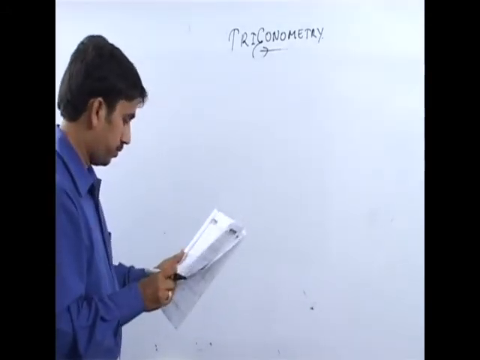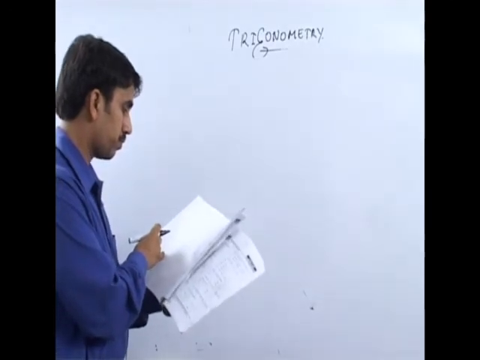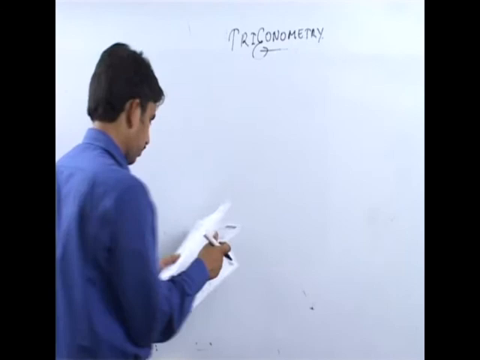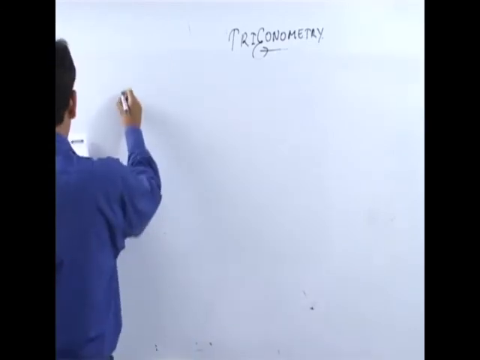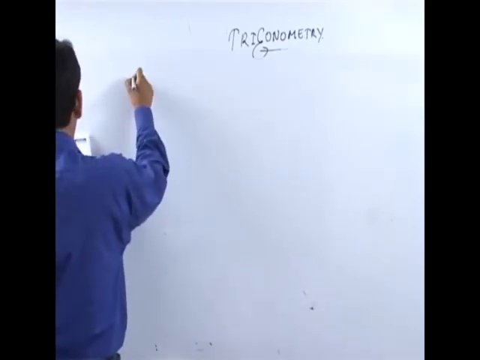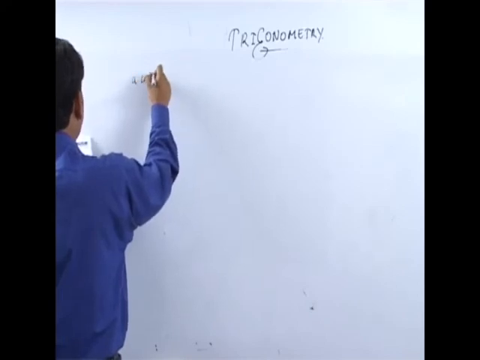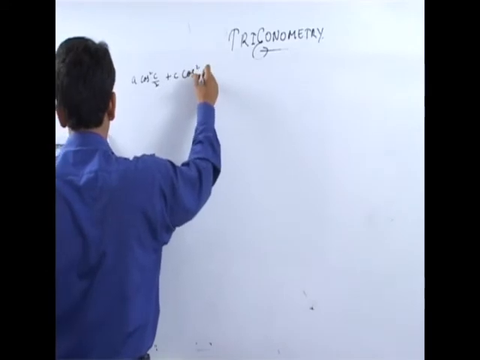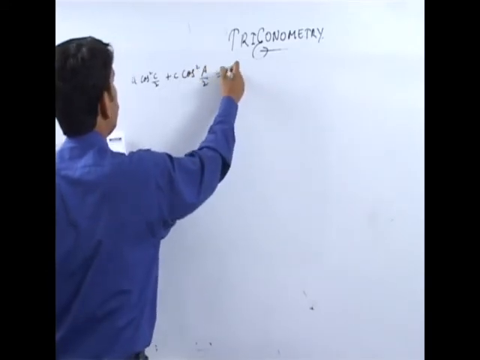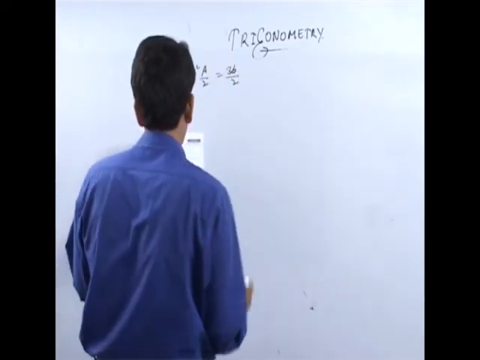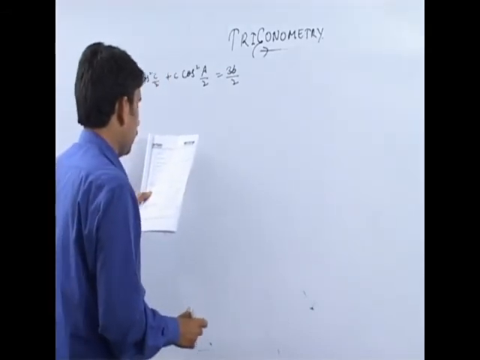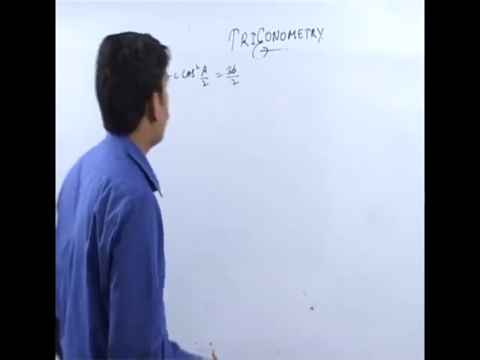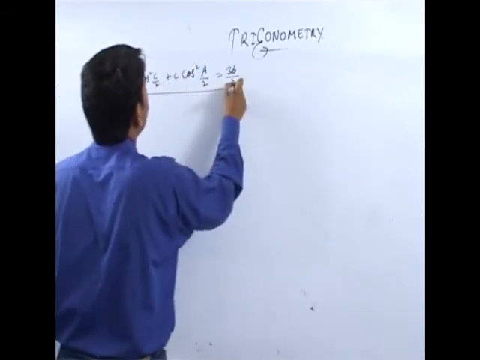Next question you have: you are given that if in a triangle a cos square C by 2 plus c cos square A by 2 is equal to 3b by 2, then the sides of the triangle are in AP, GP or HP. Now to find this, first of all we will solve this.